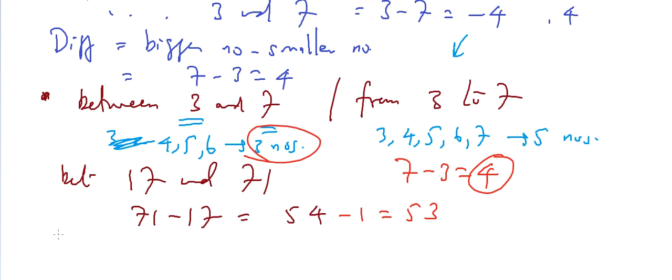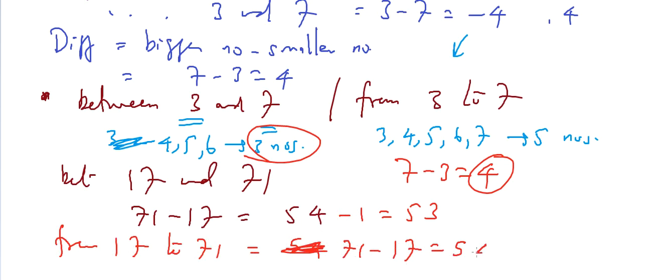Similarly, suppose the question is how many numbers are there from 17 to 71. Again, find the difference: 71 minus 17, you get 54. In this case you add 1, so 55. So there are 55 numbers from 17 to 71 and 53 numbers between 17 and 71.